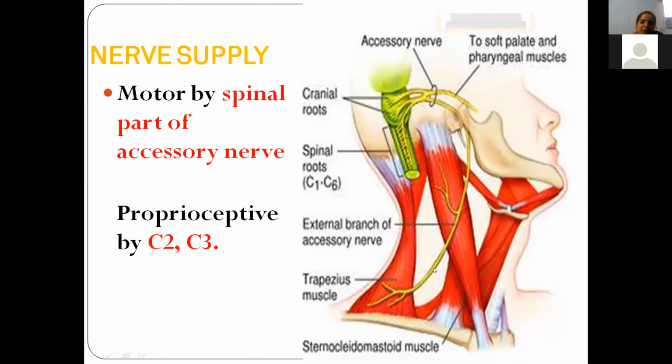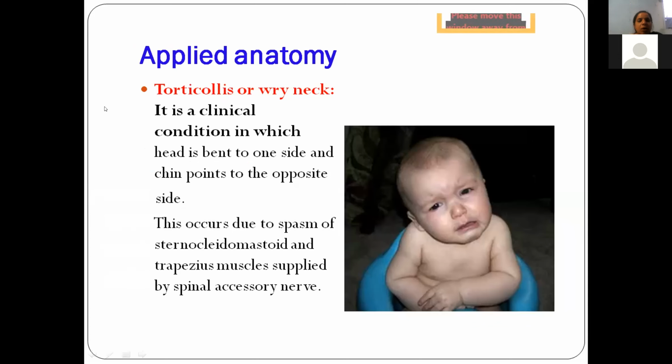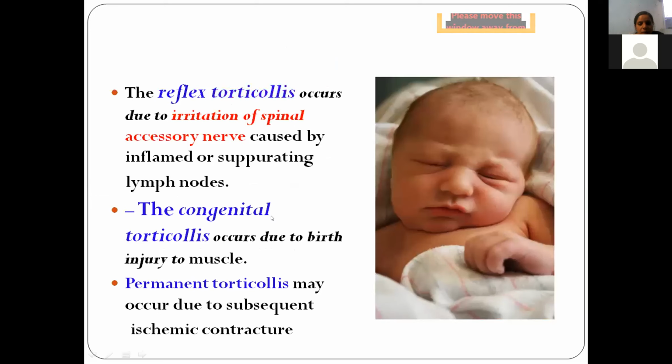If this nerve gets irritated, there will be pain and spasm in the neck region. That condition is called torticollis. Spasmodic torticollis is characterized by repeated painful contractions of trapezius and sternocleidomastoid muscles of one side. It may be due to exposure to cold or maladjustment of the pillow during sleep. It is due to irritation of the spinal nerve, which may sometimes be due to birth injury also. But it is only temporary and very much treatable.